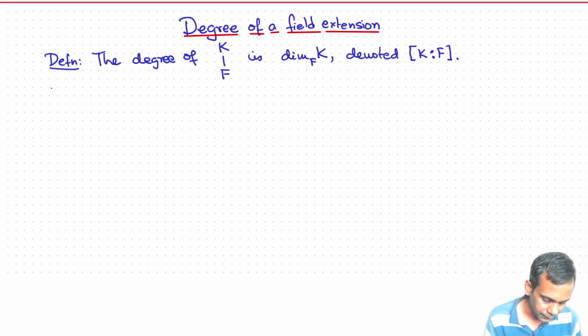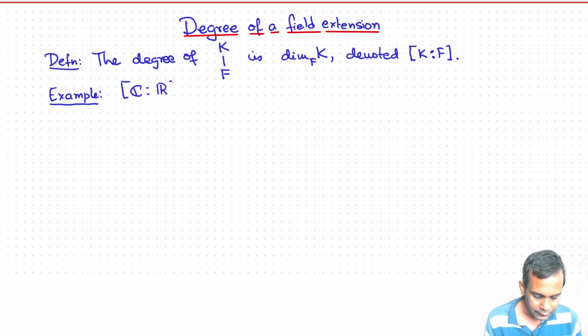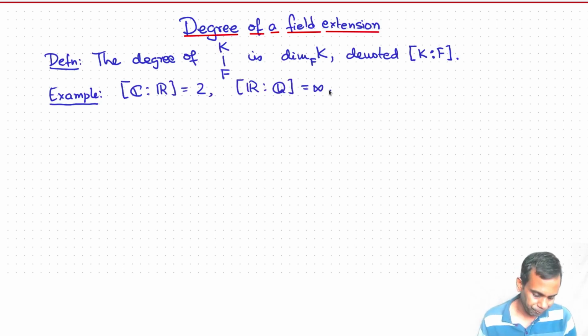So for example, the degree of C over R is 2, but the degree of R over Q is infinity. So degrees can be infinite as well.